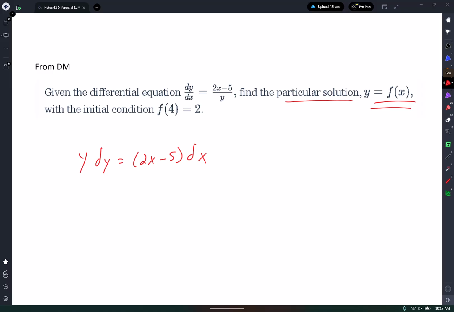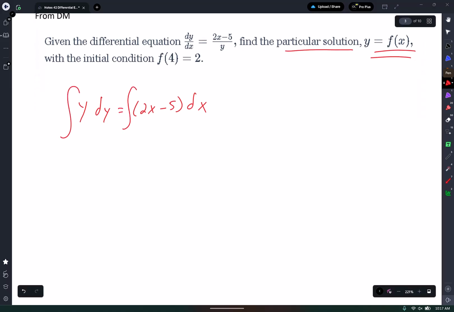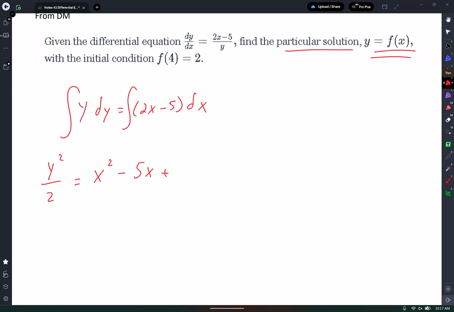Are we still okay? Okay. Integrate. Antiderivative of y? Y squared over 2 equals antiderivative of 2x minus 5, plus. I like to plug in right here. Everyone is different. I see this 2, 4. I like to plug it in right here. Your professor might want you to solve for f of x first with a plus c and then plug in. It just depends.